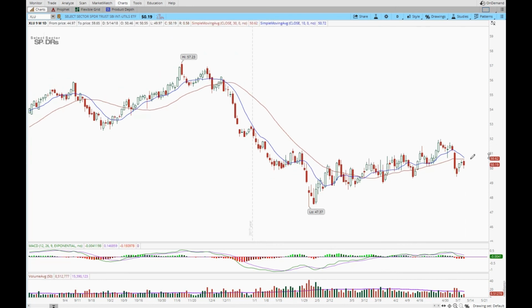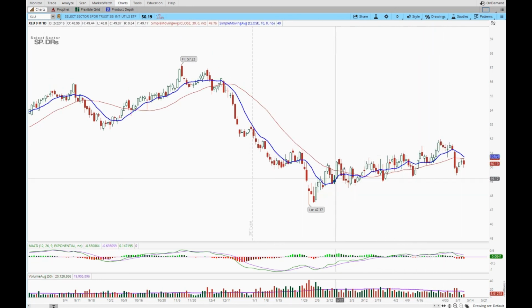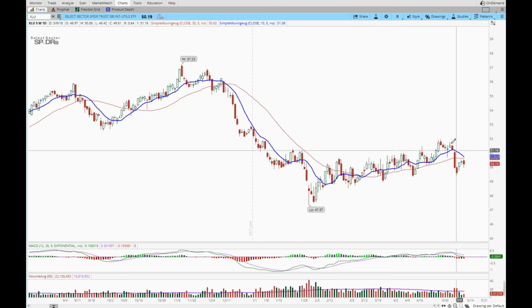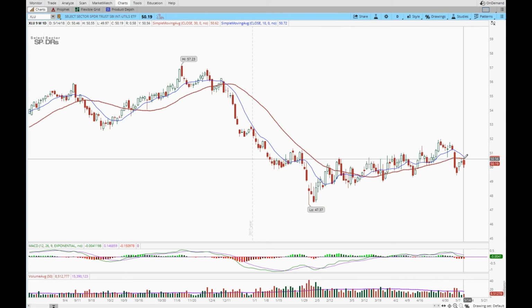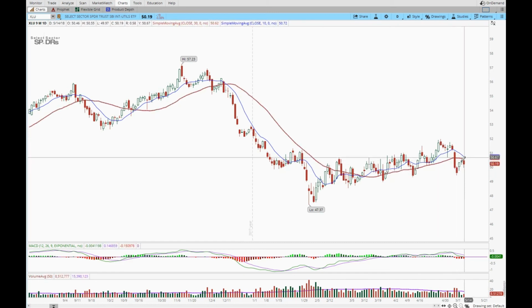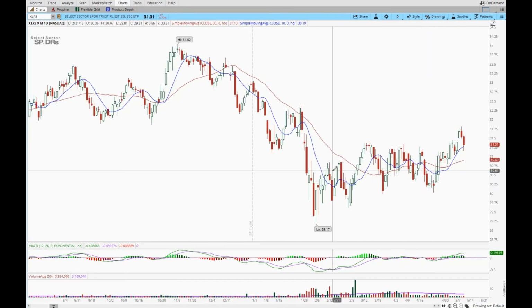XLU, utilities, this one is moving in a bear flag here. This move was to the downside, so this one is a bear flag at this moment. It could continue the downside in here, most likely, because you have here the pole, and then you have here the flag. It could continue down.